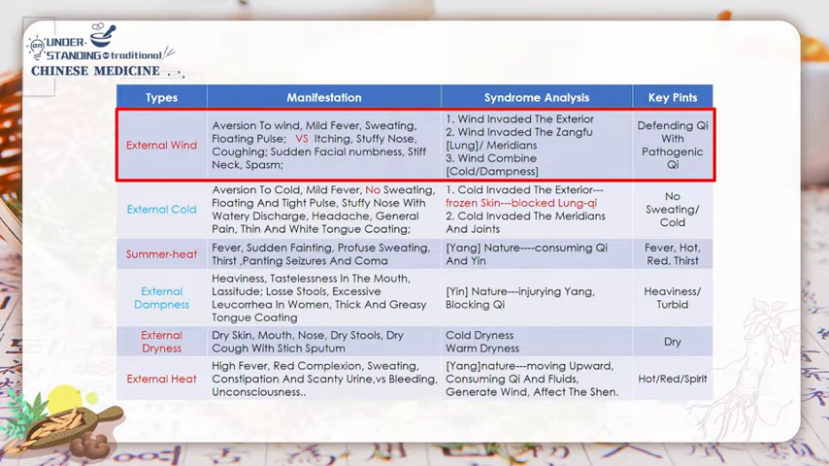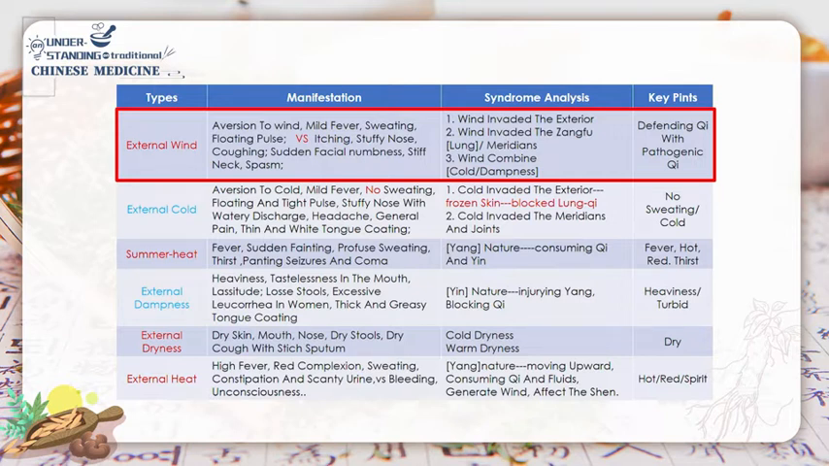So the exterior wind syndrome is a general name for the various kinds of patterns due to external wind. Clinical manifestations include aversion to cold, mild fever, sweating, floating pulse; those are the typical exterior syndrome manifestations, and with stuffy nose, coughing, chest oppression, which belong to Zangfu syndrome.